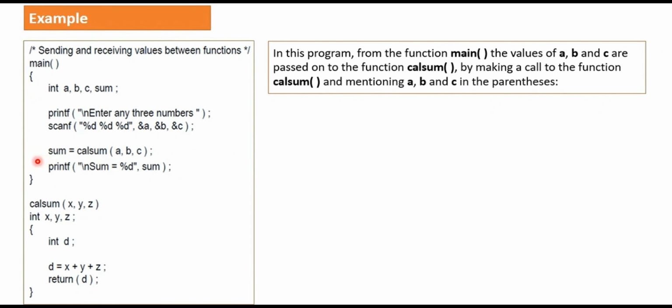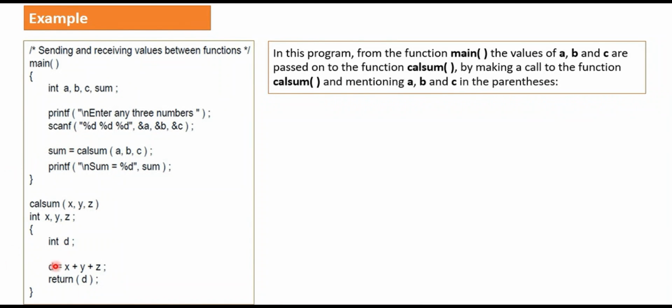So as soon as this calling is done, the control is transferred from the main function to this calsum function. And here x, y, z copy the values of a, b, c, add them, and store the result into the variable d. At the end, d is returned so that the total sum of x plus y plus z is stored in the variable sum.